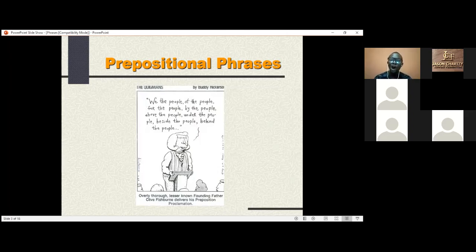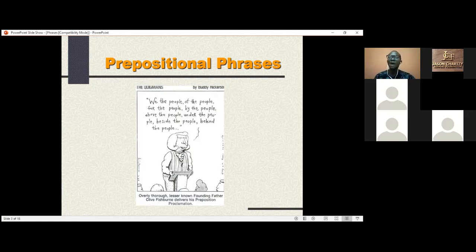Can you identify all the prepositions there? We say that a preposition is a word that comes before a noun, to tell the relationship between that noun and another noun, or to tell the position of the noun in a sentence. So what are the prepositions here? We have behind, beside, under, above, by, for, and then of. That is very good.